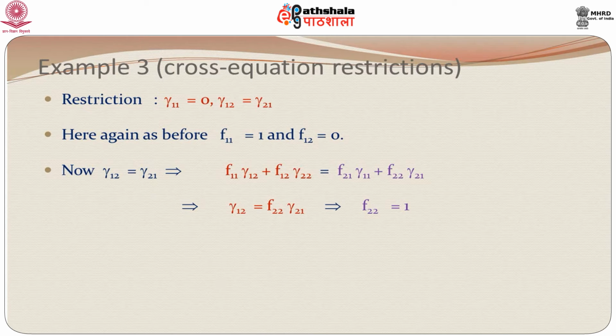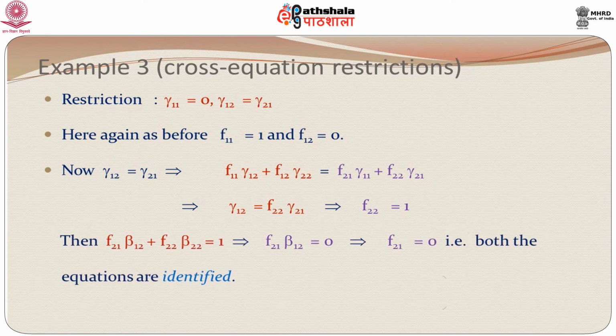and that reduces it to gamma 12 is equal to f22 into gamma 21, because the other condition that we have here is we already have f12 is equal to 0. Now also gamma 11 is equal to 0. So all these put together gives us gamma 12 equal to f22 gamma 21, and from this we find that f22 is equal to 1.